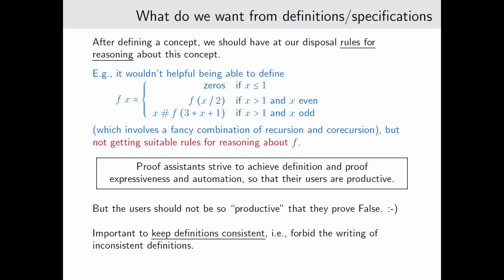But we don't want the productivity goal to impair soundness, obviously. So if you are able to prove false, if you get the definition wrong, you are going to be extremely productive, but you're not going to prove anything useful. So it's equally important to keep definitions consistent. And this brings a very interesting and never-ending research goal, finding a sweet spot between high expressiveness and guaranteed bulletproof consistency.